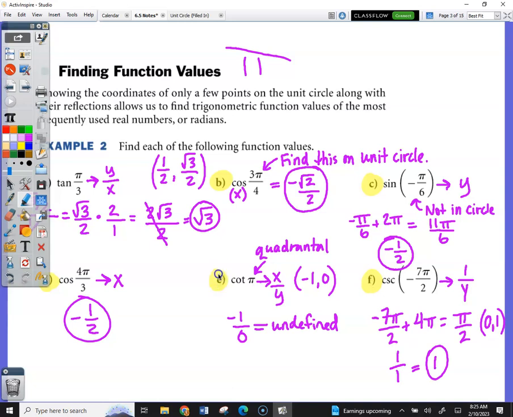Then we did one that was quadrantal, which means you're using the numbers 0, 1, or -1. And then we did a tangent of one that's on the unit circle to show that you have to divide. And when you divide fractions, that's keep, change, flip. And then you just have to remember to rationalize. I hope you started the homework last night, because you could have knocked a couple out.